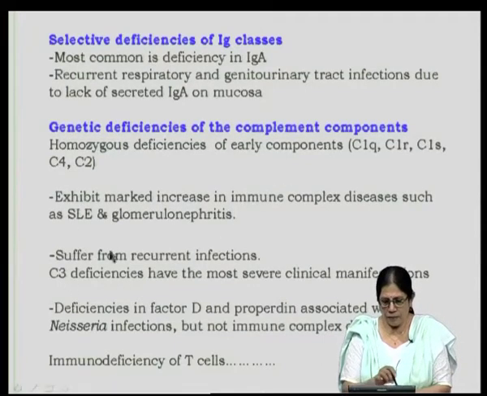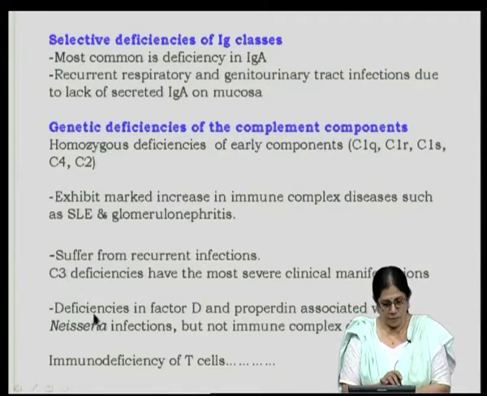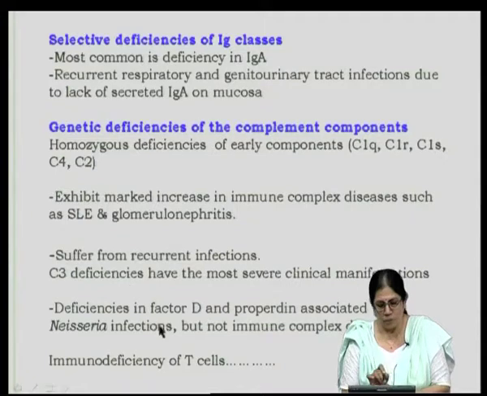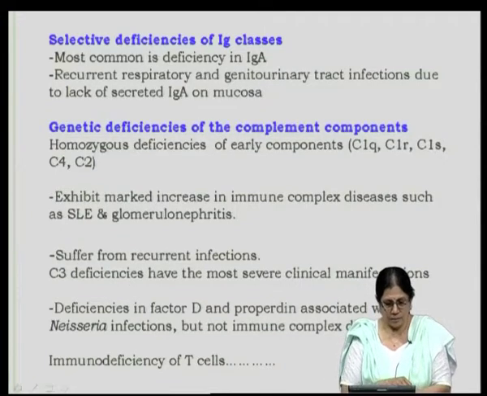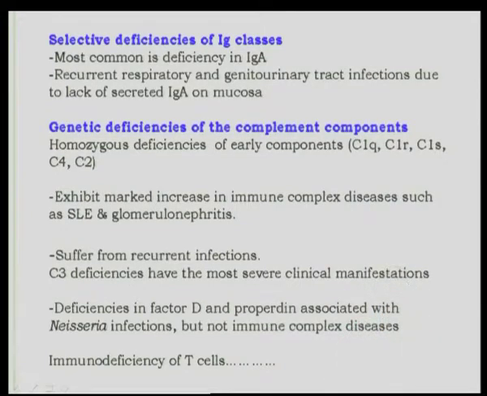In respect of complement components or deficiencies, individuals who have C3 deficiencies have the most severe clinical manifestation because of the reasons I just mentioned. Also, apart from the classical components, individuals with deficiencies either in factor D and properdin have also been reported, and these are associated with specific infections, Neisseria, but these individuals do not have the immune complex disease.